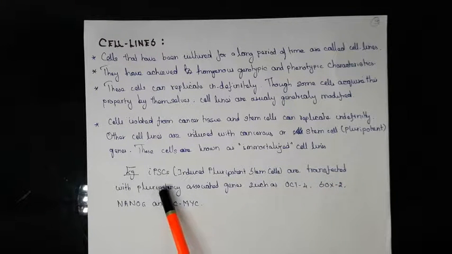For example, iPSCs, induced pluripotent stem cells, are transfected with pluripotency-associated genes which are present in the embryonic stem cells such as OCT4, SOX2, NANOG, and CMYC.